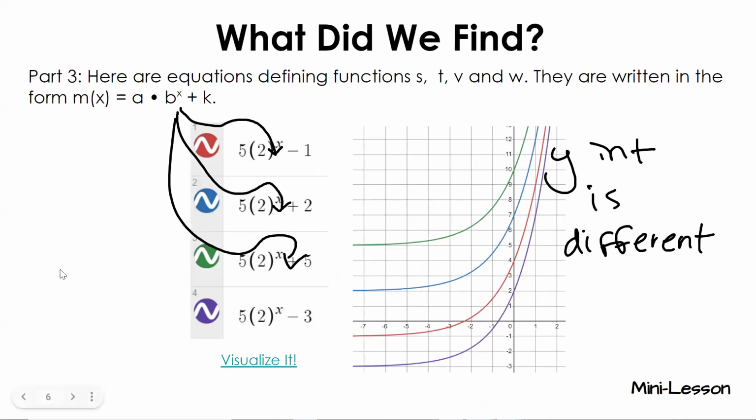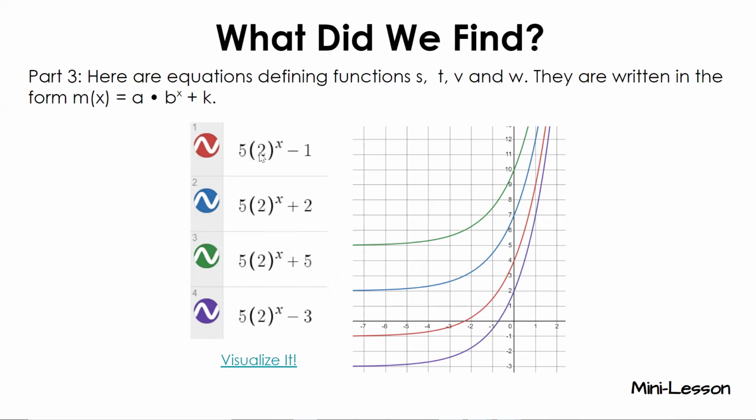Okay, now here's the important part. This 5 times 2 raised to the x, all of that is the same for these 4, except the stuff on the outside. What did you learn about this stuff? How did this impact it? Okay, so this red one is -1. This blue one is +2. The green one is +5. The purple one is -3.